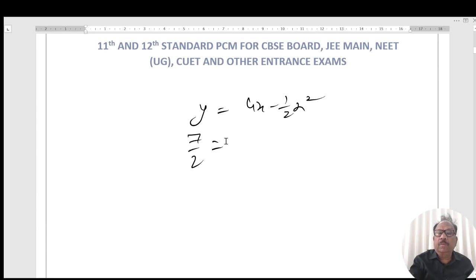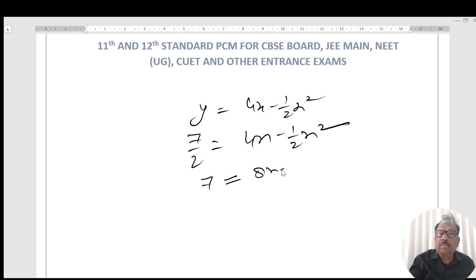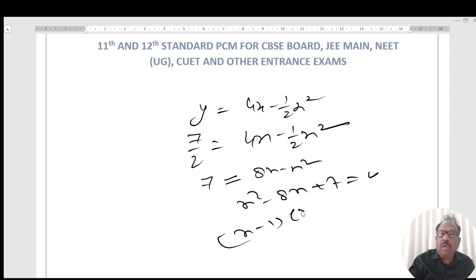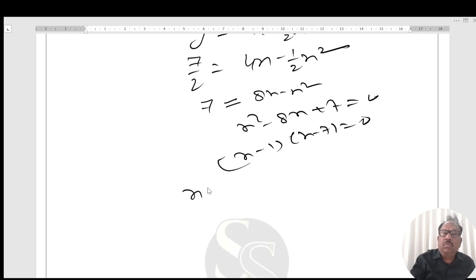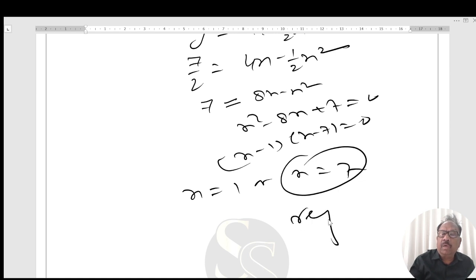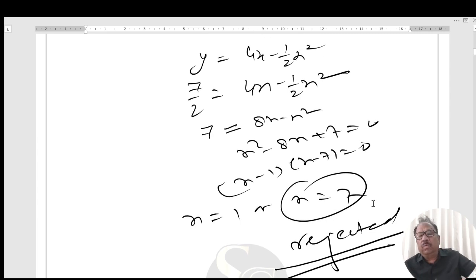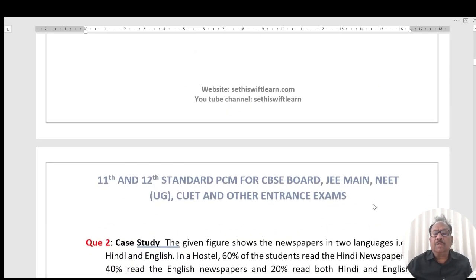Then 4x - (1/2)x² = 7/2, so 7 = 8x - x², that is x² - 8x + 7 = 0. (x - 1)(x - 7) = 0. x = 1 or x = 7. This will be rejected, the reason is very clear: the maximum is at 4. So x = 1 will be the correct answer.